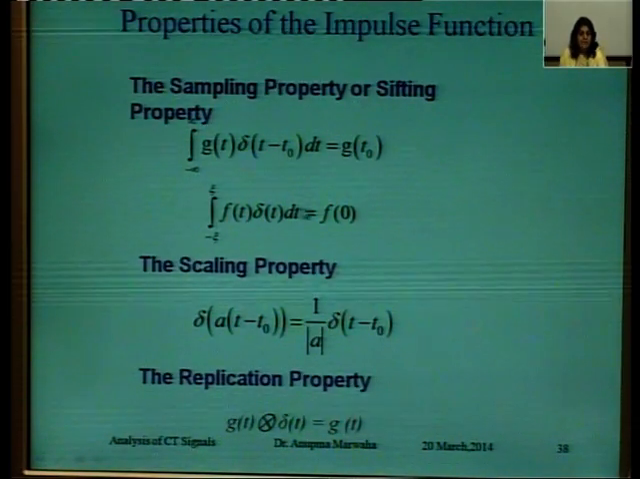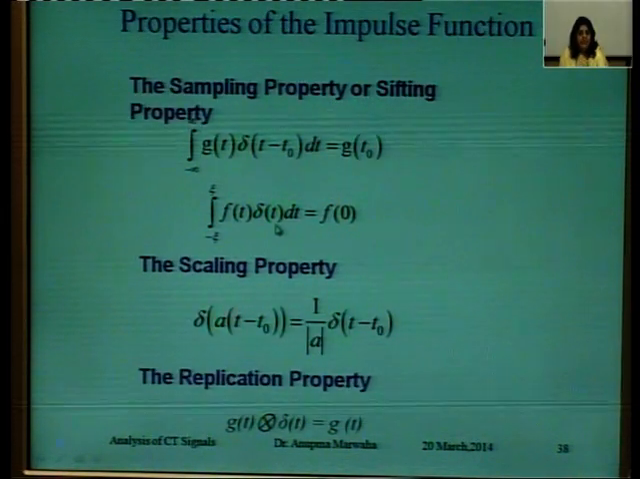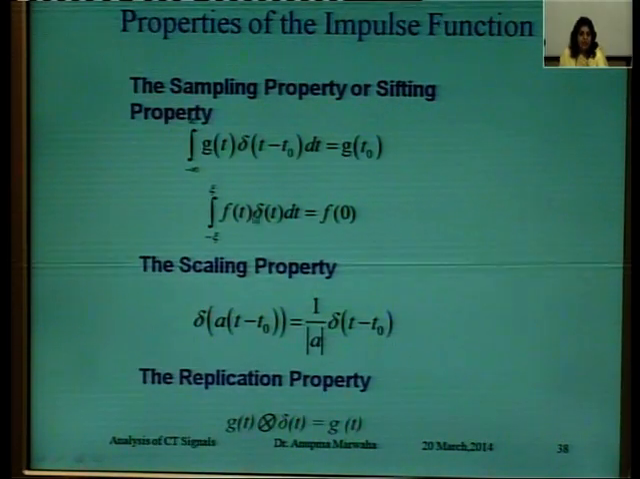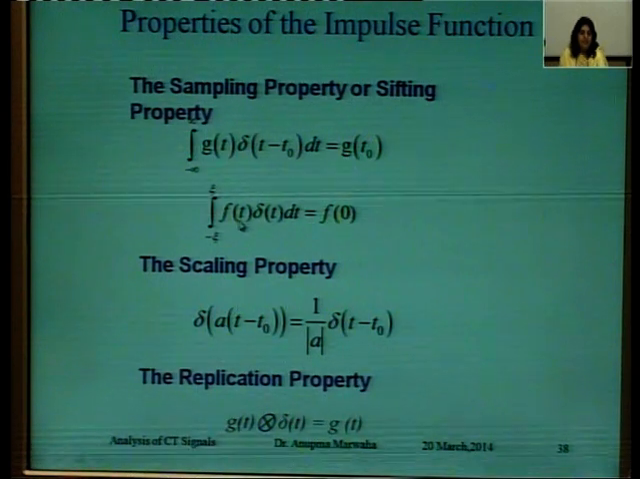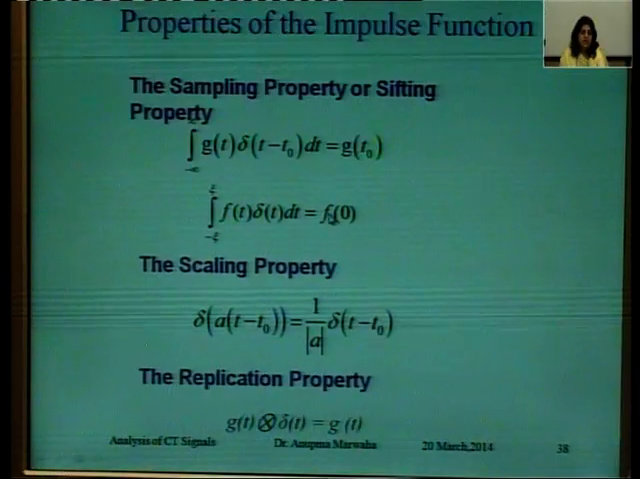Now, an extension of this result is, if t naught is equal to 0, then what will happen? The integral of f t delta t will be equal to f of 0. That is, if we have delta t multiplied by any function f t, then this integral will be simply equal to the value of this function at t equal to 0.